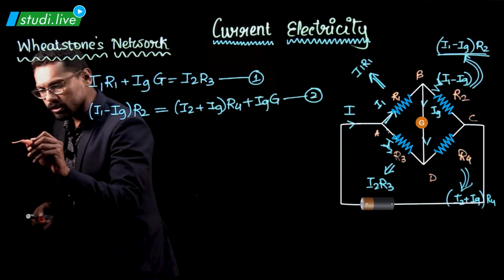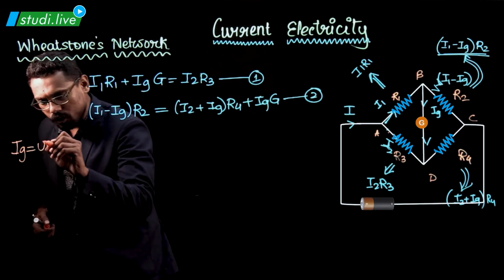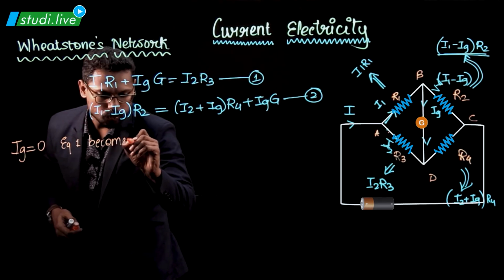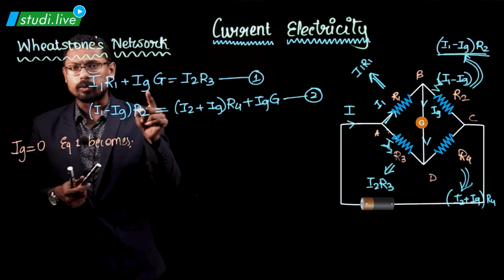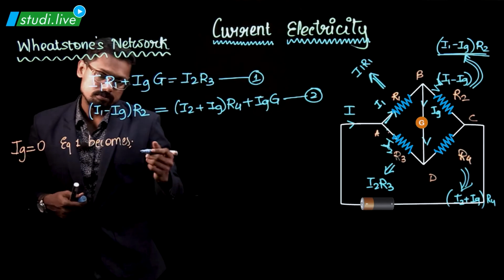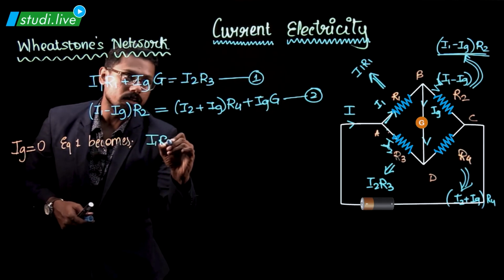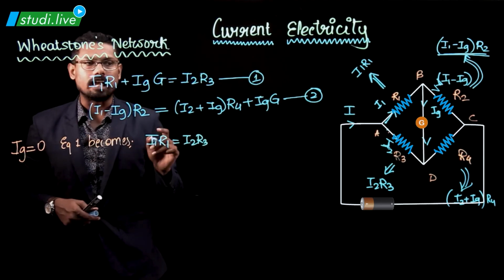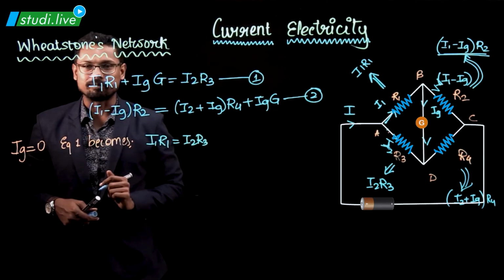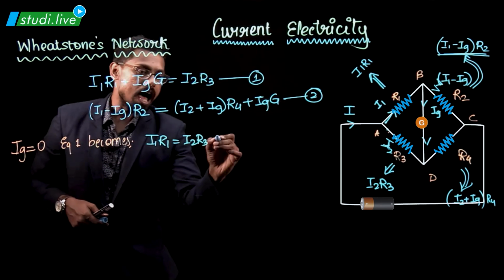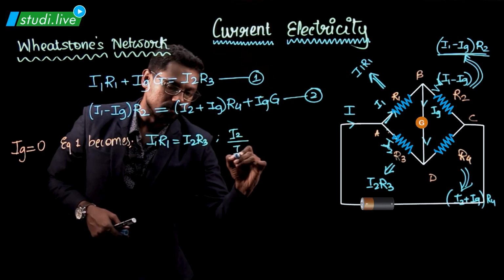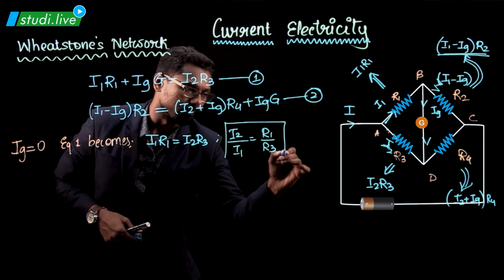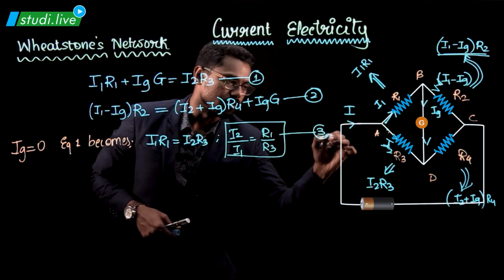So if I decide to substitute Ig as 0, my equation 1 changes and becomes something like this. What happens to equation 1? Substitute Ig as 0. This becomes I1R1 equal to I2R3. So if I decide to calculate I2 divided by I1, it has to be equal to R1 divided by R3. This is my equation number 3.